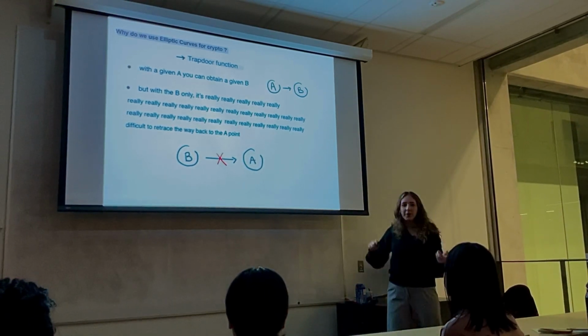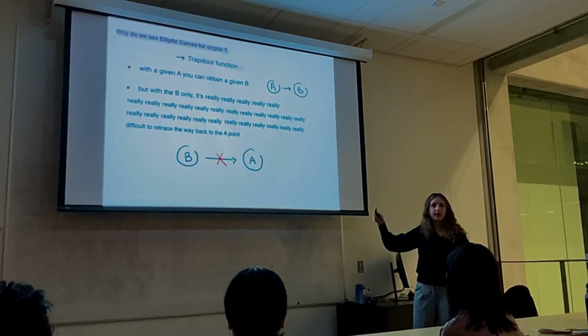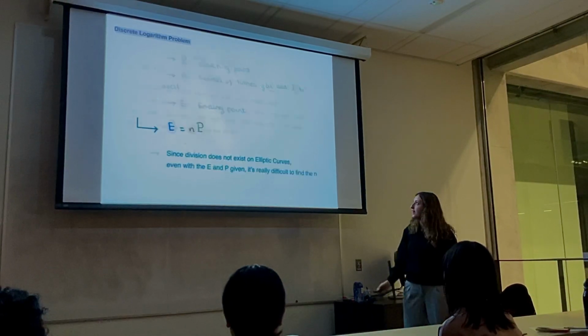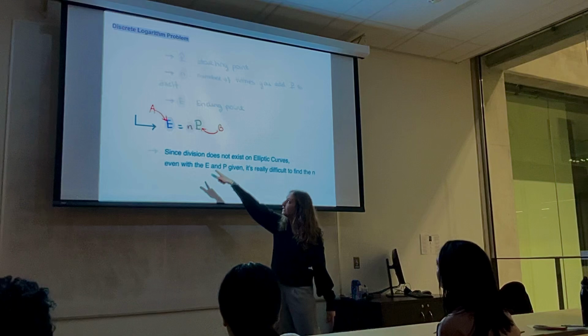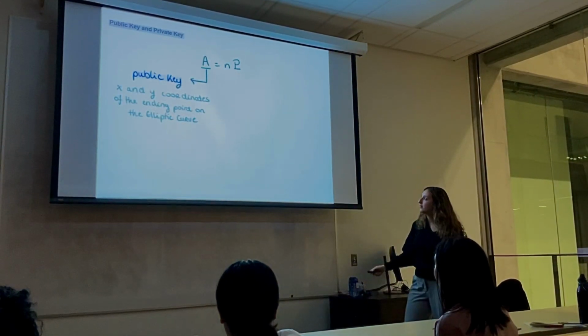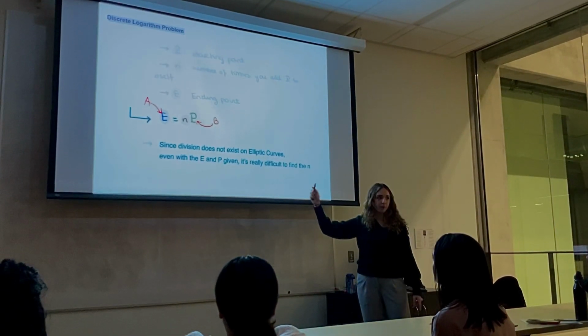And so if we go back to the discrete logarithm problem that we defined earlier, because division does not exist on the elliptic curve, it's really hard to find the n. Let's say, for example, right here, your E is your A and P is your B.